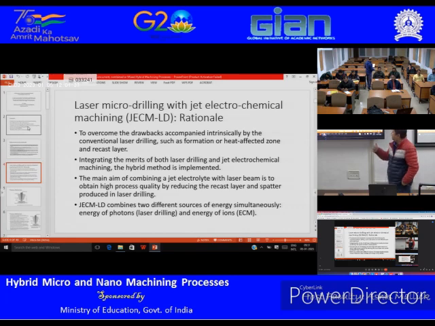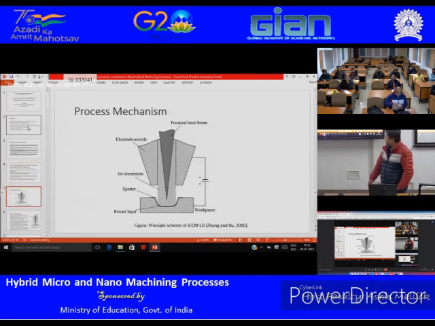So that's the goal of this hybrid process. These are two processes happening at the same time. You are using thermal energy in the laser to melt the material and make the pilot hole, and you are using the electrochemical jet to remove the heat affected zone and recast layer at the same time. So let's look at the schematic.